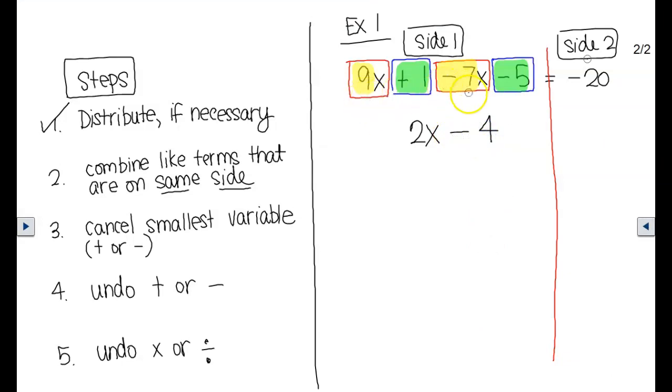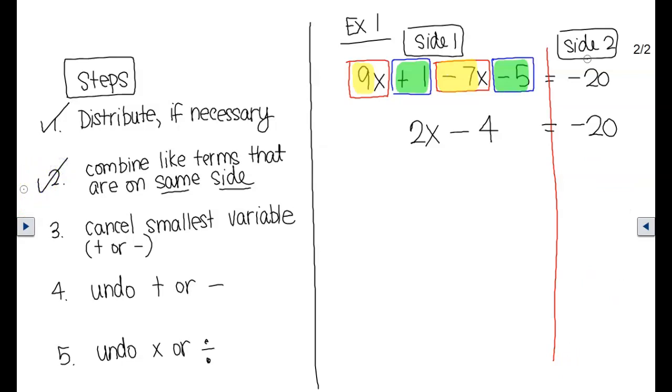So 9x minus 7x is 2x. 1 minus 5 is negative 4. And that's equal to a negative 20. This side only has one term, so no like terms over there. So combine like terms that are on the same side.